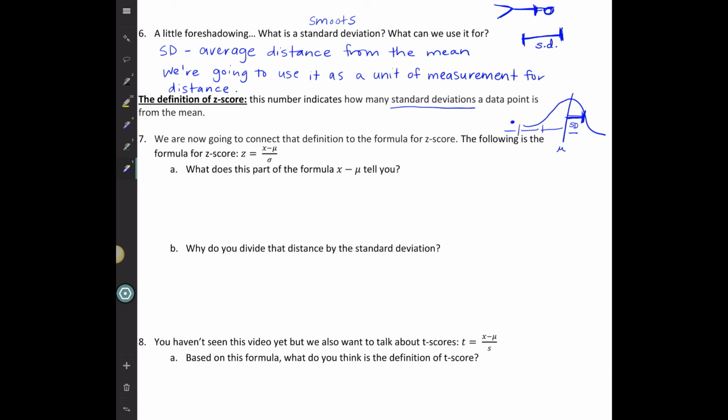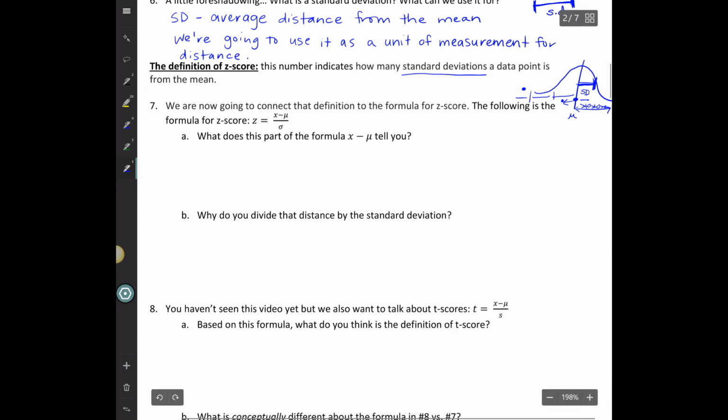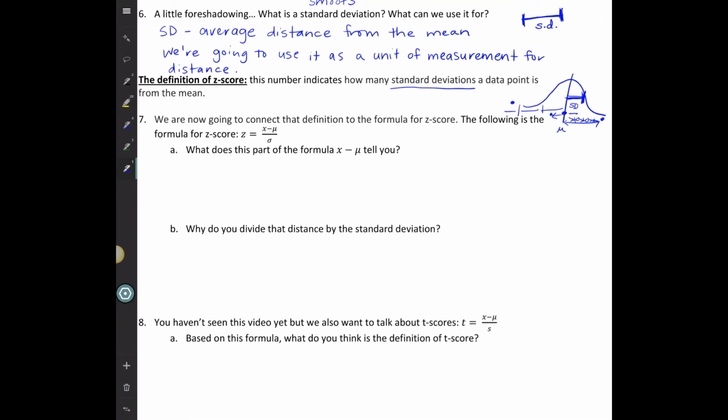If my point is on the mean, then it's 0 standard deviations away. If it's a little over here, then how many standard deviations fit in that distance? What if my point is way up here? How many standard deviations fit in that distance? How many little smoots could lay down on that bridge and fit in there? So this is how we're going to be using standard deviation.